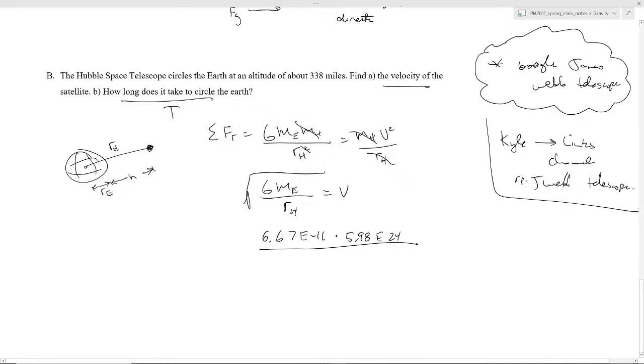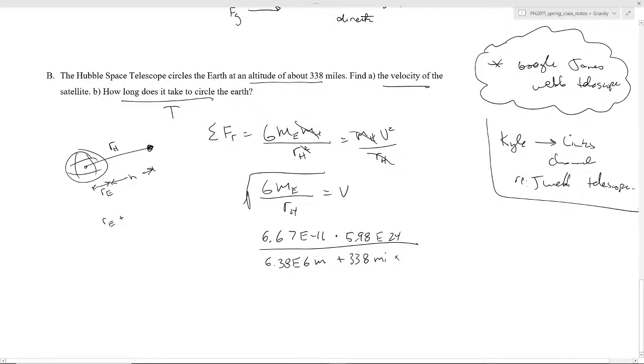Divide by the radius. So the radius, again, that'll be the radius of the Earth plus this altitude. The radius of the Earth was 6.38 times 10 to the 6 meters. And the altitude, we have to be careful. This altitude is in miles.